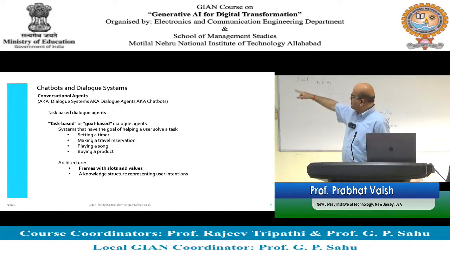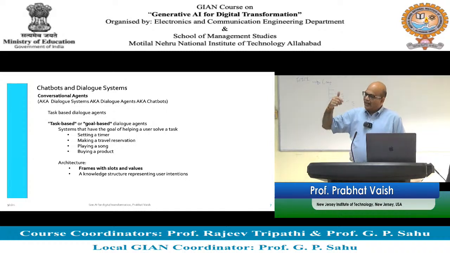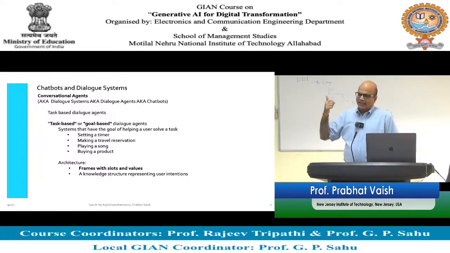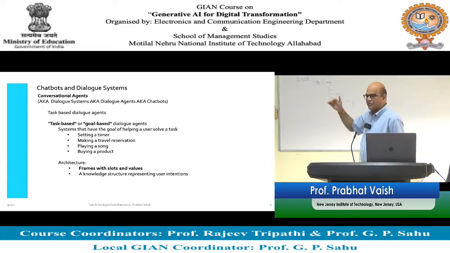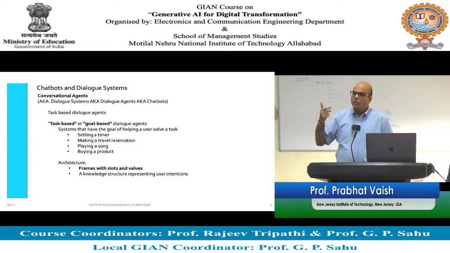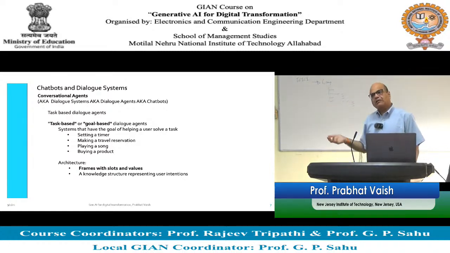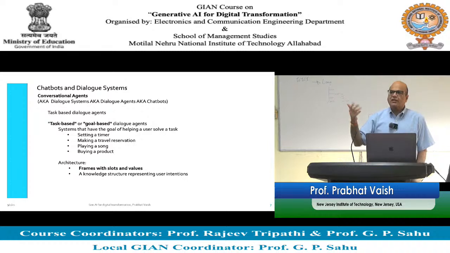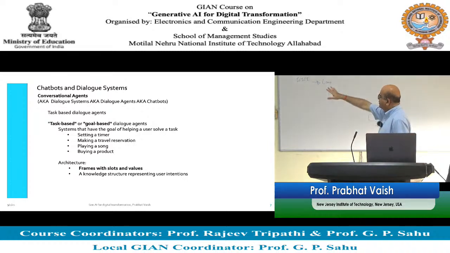Now it will go to a goal-based system and it will say, okay, I know the person wants to book a ticket for Delhi. Now it will ask, do you want a train ticket or a plane ticket? Because it will see that one of the frames or tasks needed is to figure out what ticket. Then it will probably ask for which date. Then it will probably ask, do you have a preferred airline or something of that nature, right? So that's the task-based or goal-based dialogue agents.